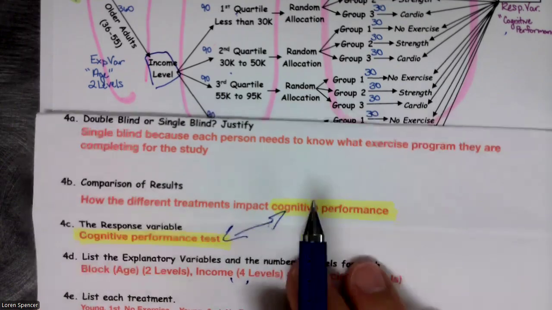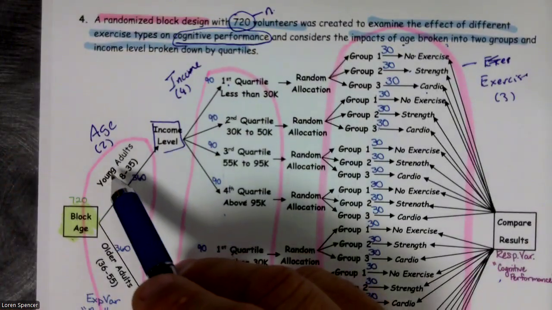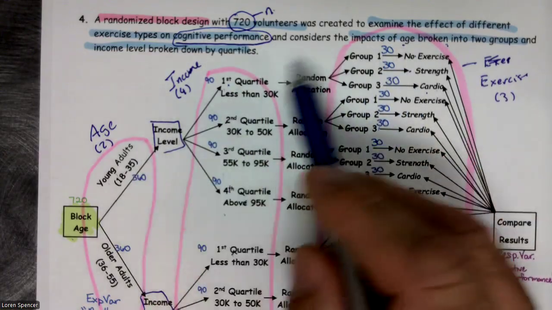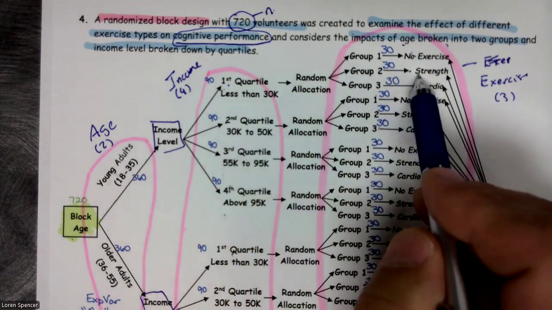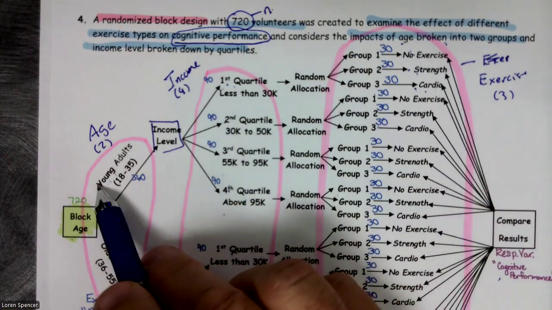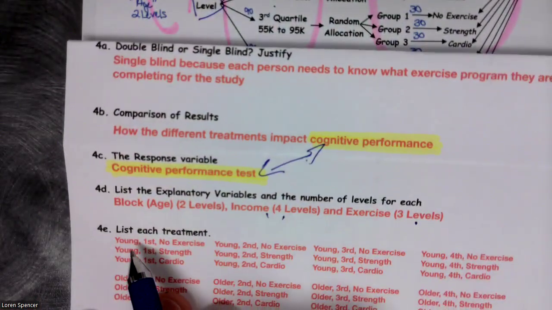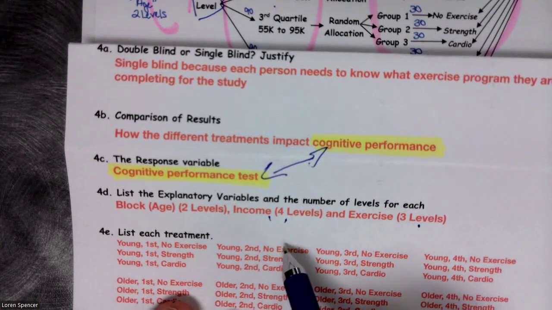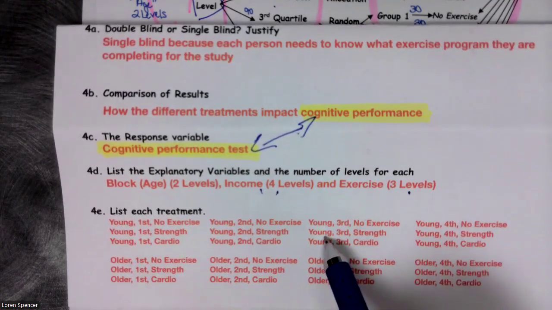List each treatment. All right, this gets very long and tedious. So here's what I would do. I would go Y1 no exercise, Y1S for strength, Y1C for cardio, Y2, etc. So here we go. Young 1 none, young 1 strength, young 1 cardio, young 2 none, young 2 strength, young 2 cardio. And we keep doing that.